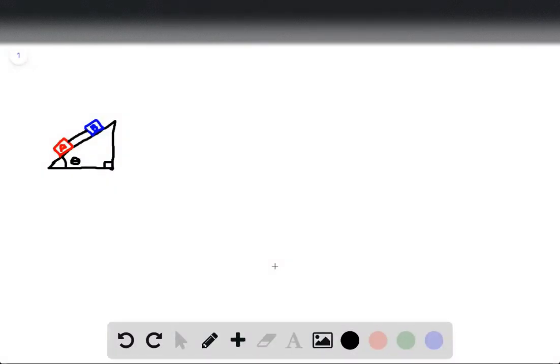Aloha, this is a solution to problem 94, sorry, in chapter 4. So we're shown a drawing like this, two blocks made of different materials connected by a thin cord, slide down a plane ramp inclined at an angle theta to the horizontal.